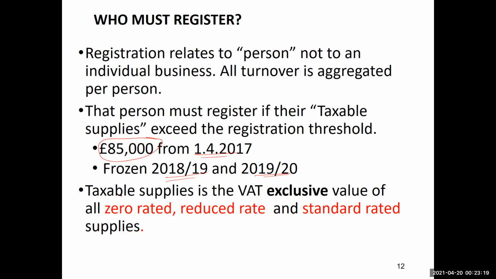Now, taxable supplies is the VAT exclusive value, which we have already computed in the previous slides. We looked at examples where we have the VAT exclusive values. It is the value of the supply of all zero rated, reduced rated, and standard rated, where we know the reduced rate is 5%, the standard rate is 20%, and zero is 0. So all supplies that fall within this must still be considered as taxable supplies.